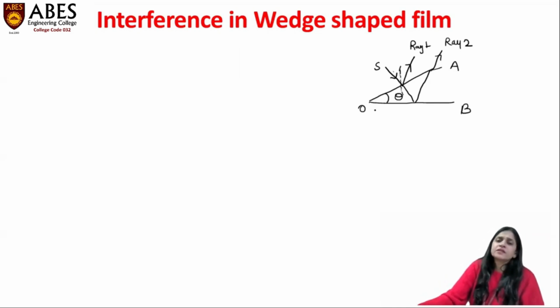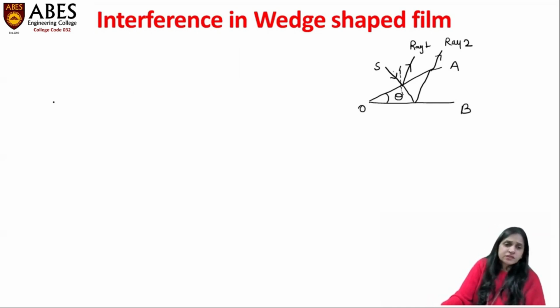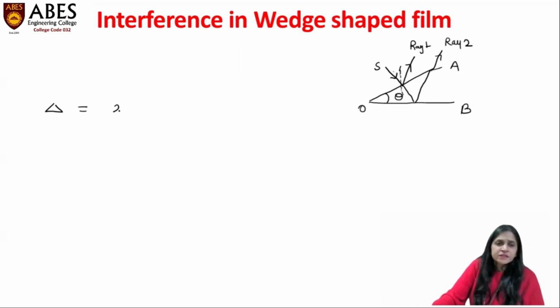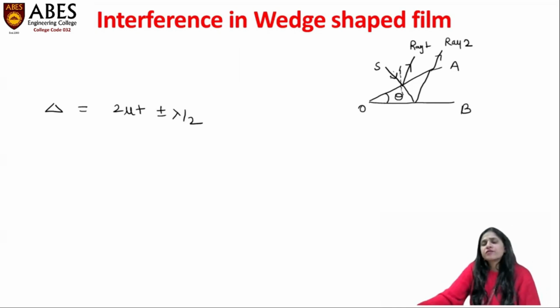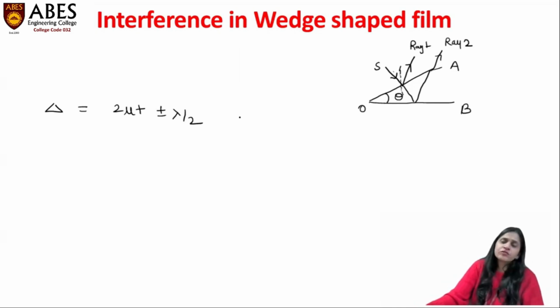Okay. So if we draw the normal and derive the relation for the path difference, considering that the light incident on the thin film falls normally, what will be the path difference in the case of wedge shape film? It will be 2 mu t plus minus lambda by 2. Because the light is falling normally, the value of r will be 0 and cos r will be 1.